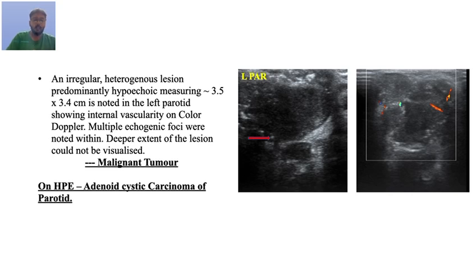Next, an irregular heterogeneous lesion predominantly hypoechoic measuring 3.5 into 3.4 cm noted in the left parotid showing internal vascularity on color Doppler. Multiple echogenic foci were noted within which are suggestive of calcification. Deeper extent of the lesion could not be visualized. The features are suggestive of a malignant tumor. On histopathology correlation, adenoid cystic carcinoma of parotid was detected.